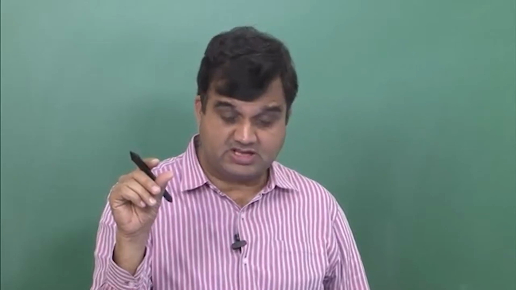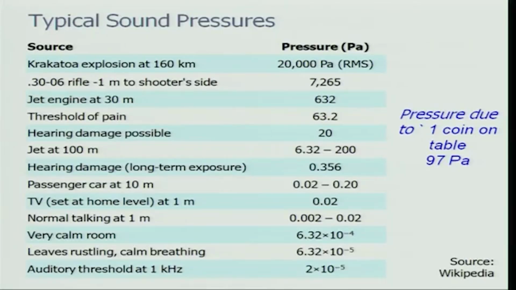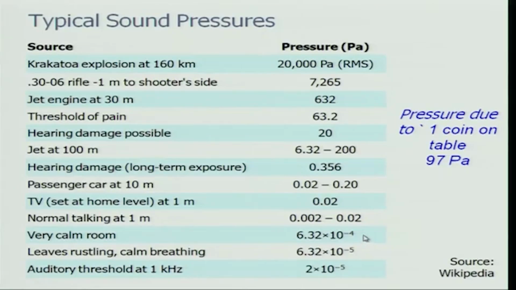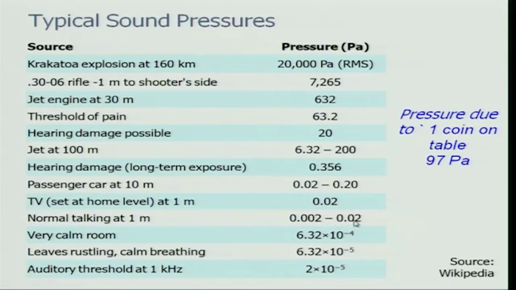So you have 97 pascals being generated by a 1 rupee coin, and the lightest sound which I can hear is 20 micropascals of pressure fluctuation. If I have a very calm room, with no fan or AC going on, no one talking, no noise coming from outside, there is still some residual sound, and that pressure fluctuation is about 632 micropascals. Again, extremely small compared to the 97 pascal value. If I am talking like I am right now, not shouting and not talking very softly, that generates a pressure fluctuation of 2 millipascals to 20 millipascals. Again, extremely low compared to the 97 pascal number.